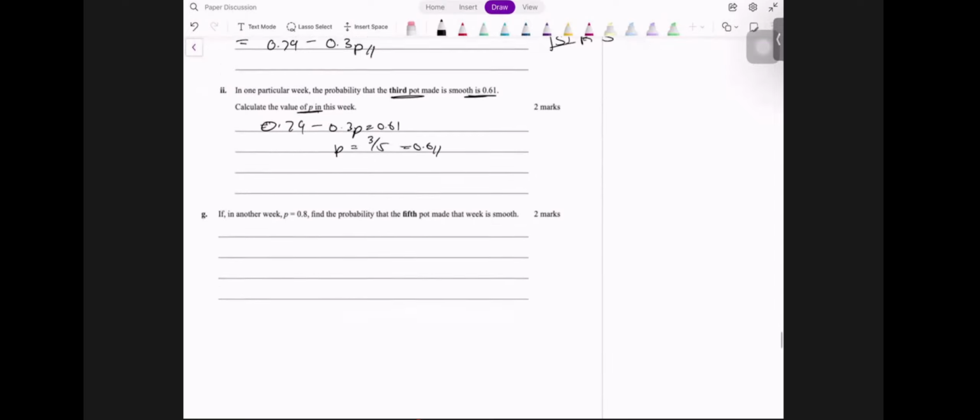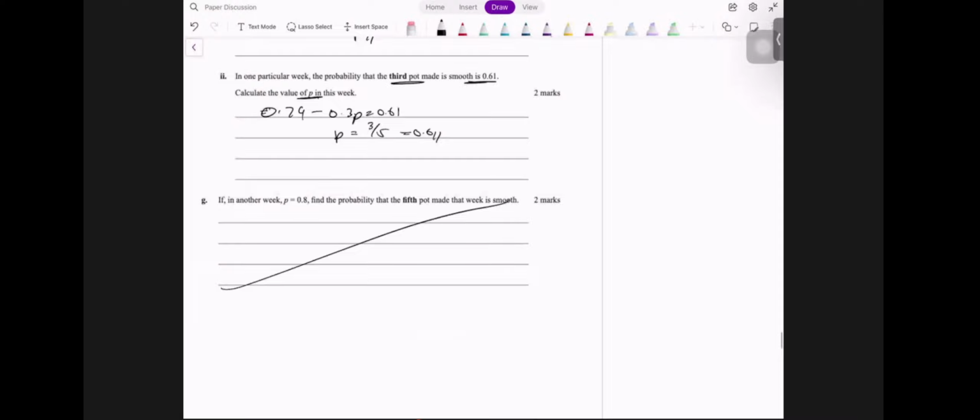In a particular week, a third part is made to be smooth. Well, we found for the third part, this is the probability. So you're looking to calculate P. Well, we just know that 0.79 minus 0.3P was equal to 0.61. So P should equal 3 on 5 or 0.6. Here, this is just long-term probability, so don't worry about that.